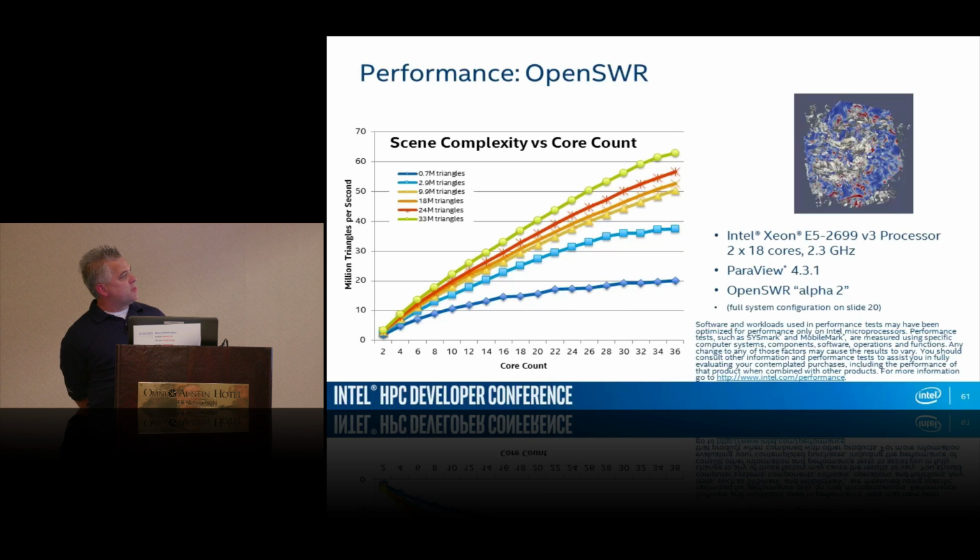A question came up to me earlier was, well, do you just scale well over low triangle counts? And the answer is actually no. We scale very well over the higher triangle counts. So here we take anywhere from 700,000 triangles, which is the lowest line in dark blue, up to 33 million triangles, which is the yellowish line at the top there. Scaling that over the number of cores, you can see that our scores, million triangles per second, actually do well in those higher geometry counts.